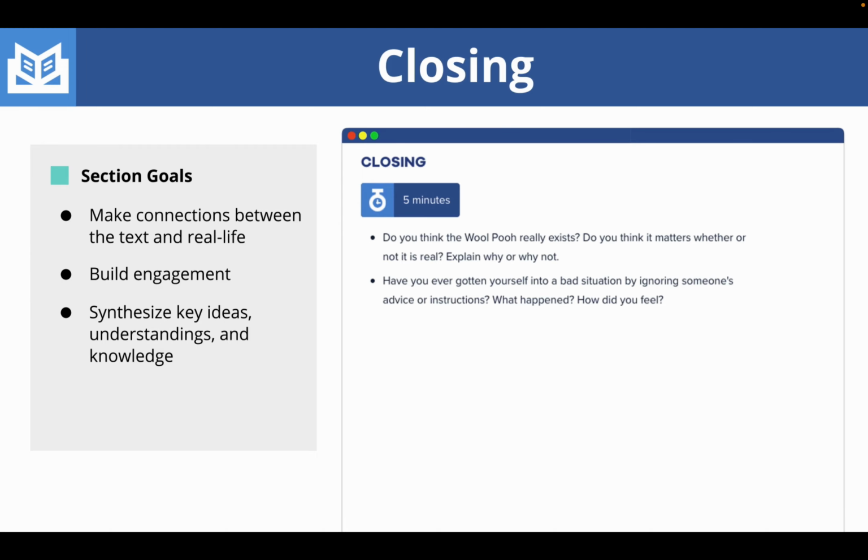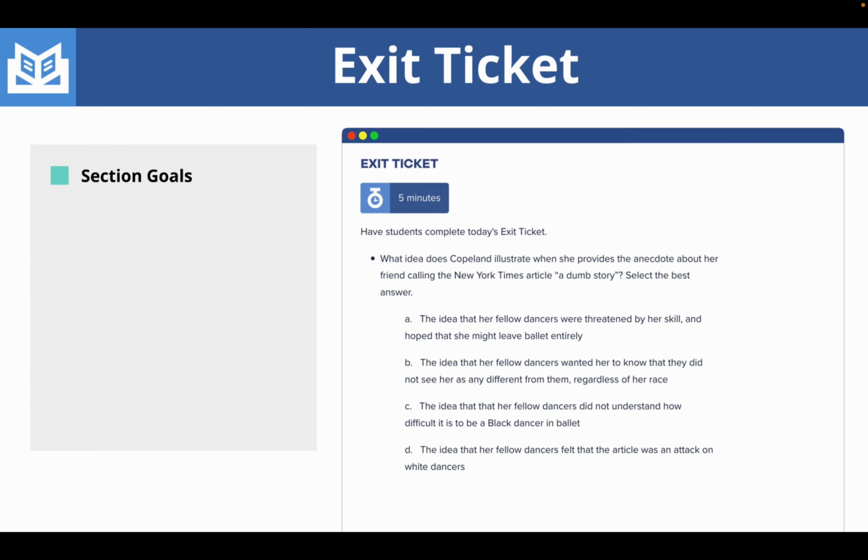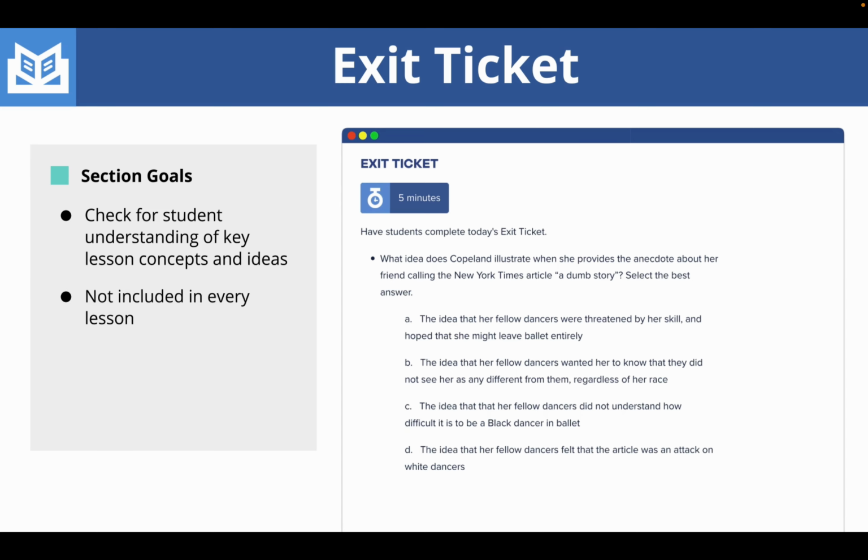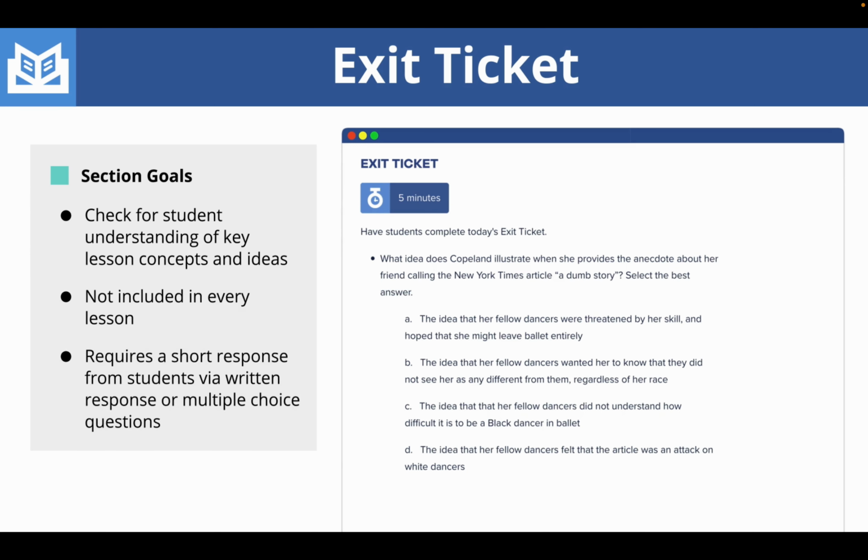In some lessons, there's an exit ticket which can be given at the end of the class period. These can be used as a check for student understanding of key lesson concepts and ideas. They're not included in every lesson, and when they are there, they include a short response or multiple choice question that is aligned to the key standard or knowledge that students are building.